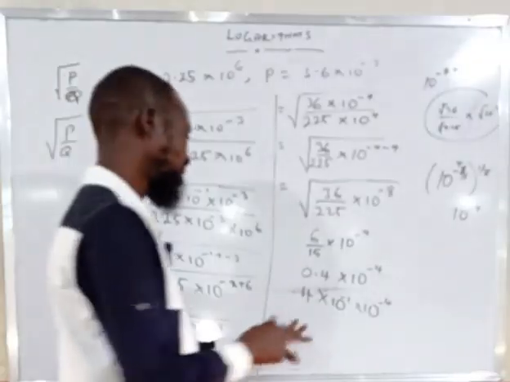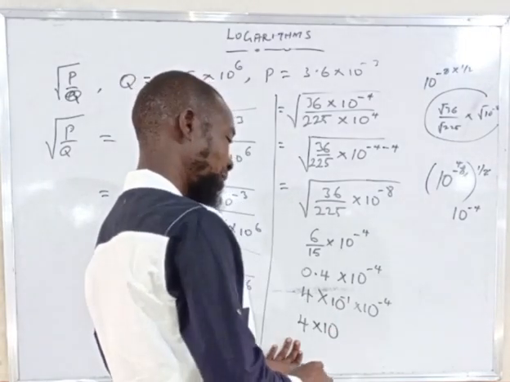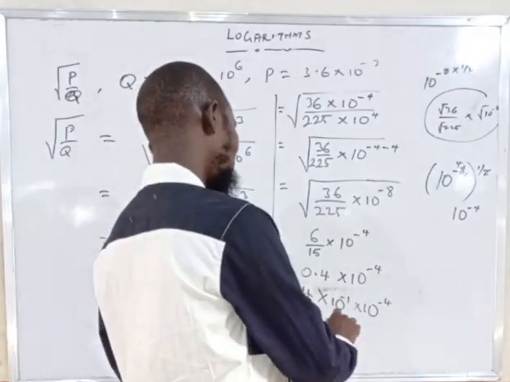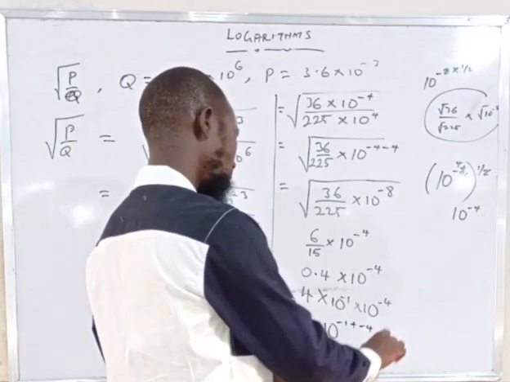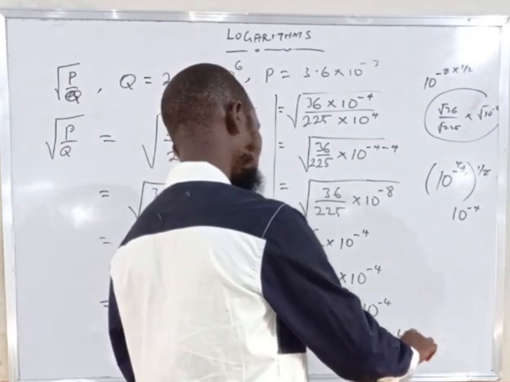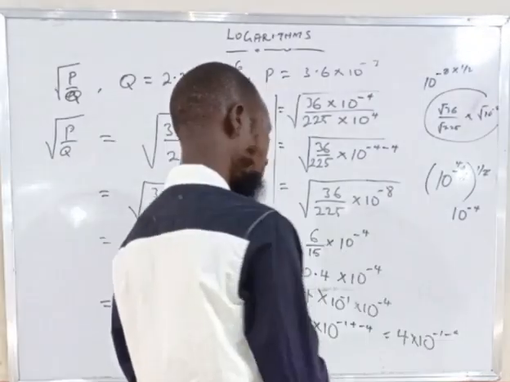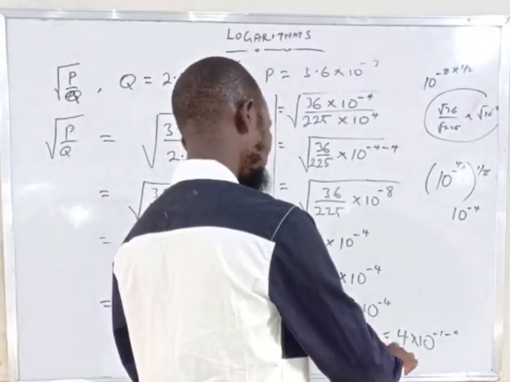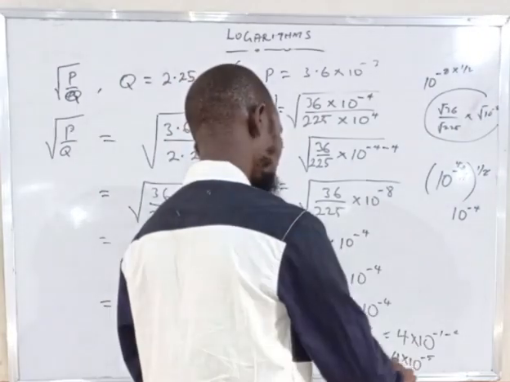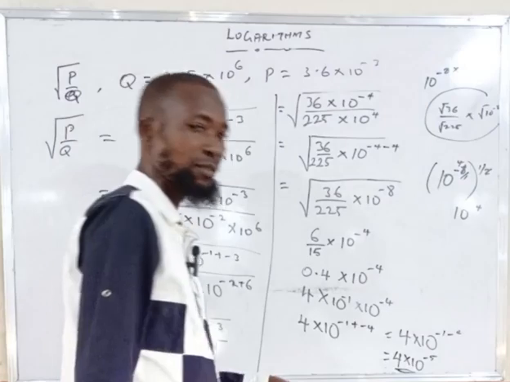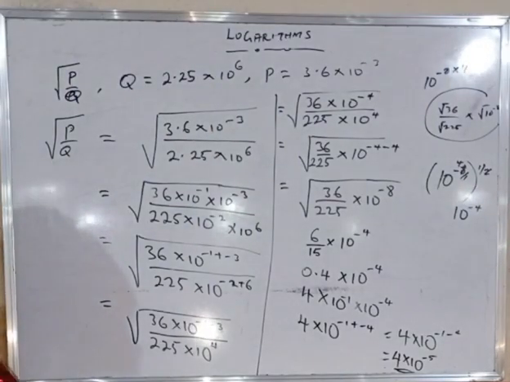So we now say our answer is going to be 4 multiplied by 10 raised to power minus 1 plus minus 4, which is going to be 4 times 10 raised to power minus 1 minus 4. And finally, our answer is 4 times 10 raised to power what? And this is the final answer. I hope it is clear.